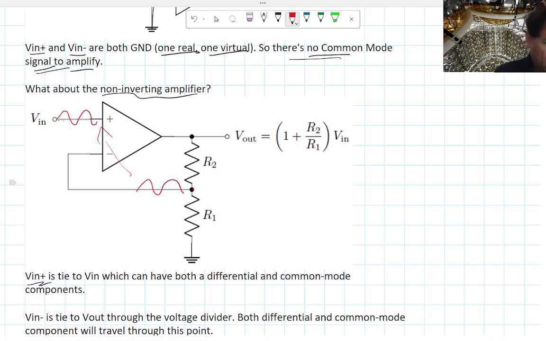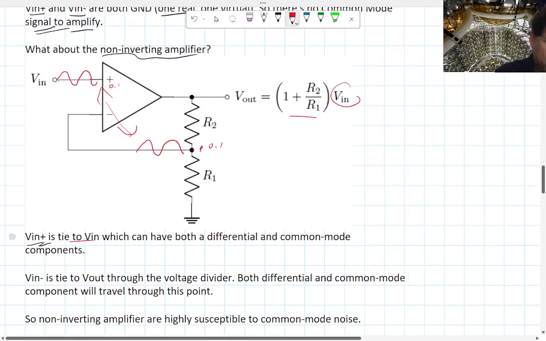So any common mode noise between them, if they're both shifted up or down, would get amplified, because V out is basically going to be 1 plus R2 over R1 times V in. So if this gets shifted up by 0.1 volt, that gets multiplied. Let's say your 1 plus R2 over R1 is 100. So you're amplifying that 0.1 volt to 10.1 volts. So you're actually making a huge difference.